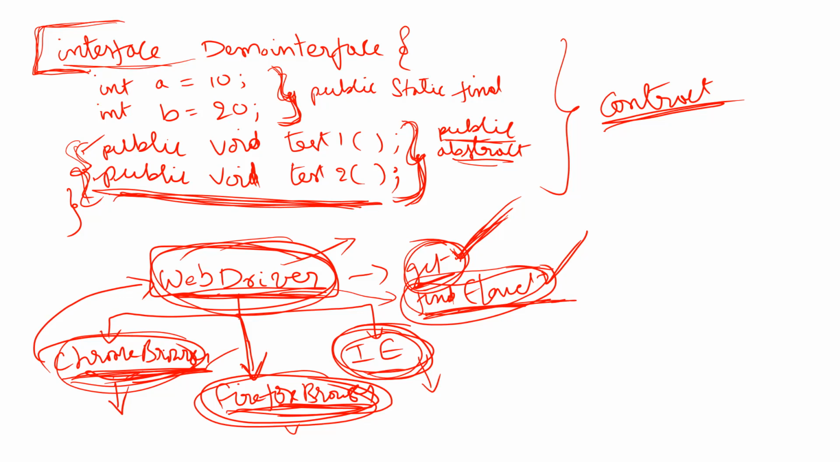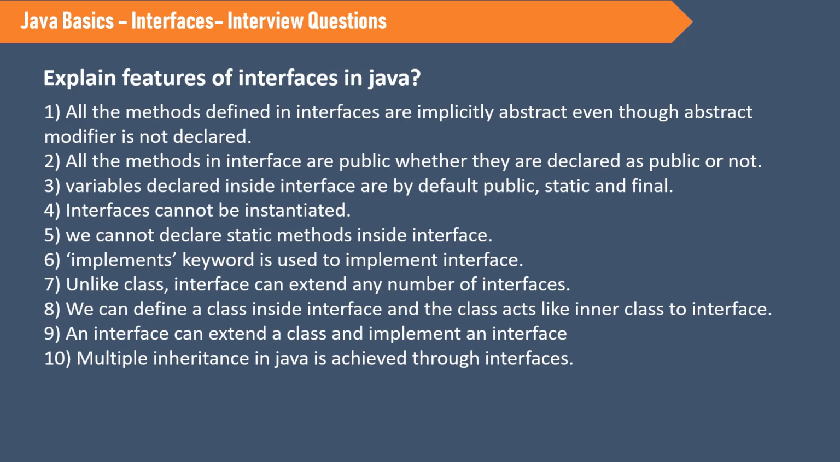And Chrome browser has implemented these find elements methods in its own way, which are suitable for Chrome browser, and Firefox browser implemented these methods in its own way that is suitable for Firefox browser, and similarly Internet Explorer browser. So an interface is like a contract. It tells the classes what they have to do, but not how they have to do. The implementation is all up to the classes. So that is the purpose of an interface.